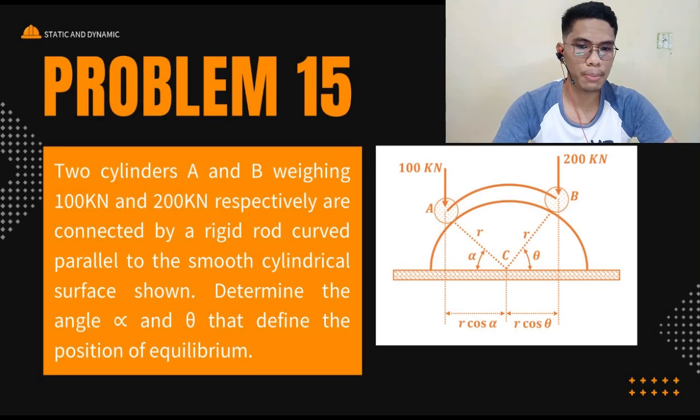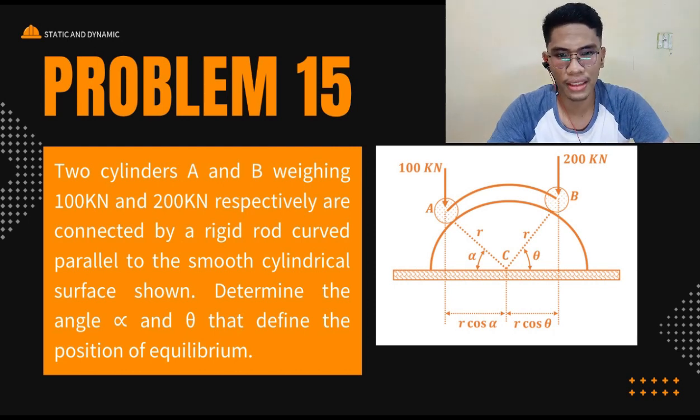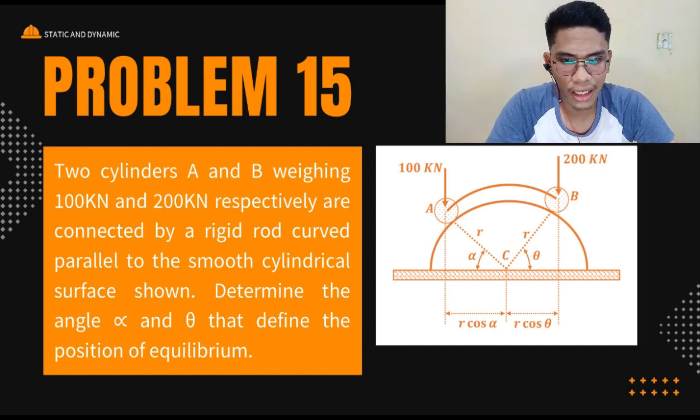So, next is problem 15. Two cylinders A and B weighing 100 kilonewton and 200 kilonewton respectively are connected by a rigid rod curved parallel to the smooth cylindrical surface shown. Determine the angle alpha and theta that define the position of equilibrium.